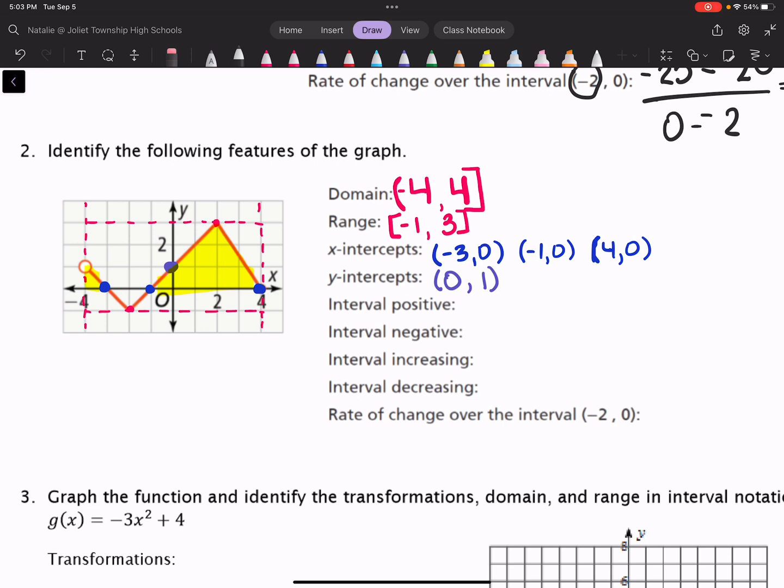when x is between -4 and -3, so that would represent this portion. And our function is also positive when x is greater than -1 but less than 4. Okay. So again, we're looking at the portion of the curve where it's above the x-axis, so that would be our positive intervals.